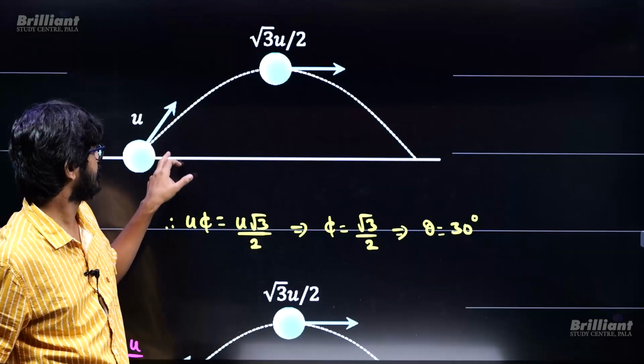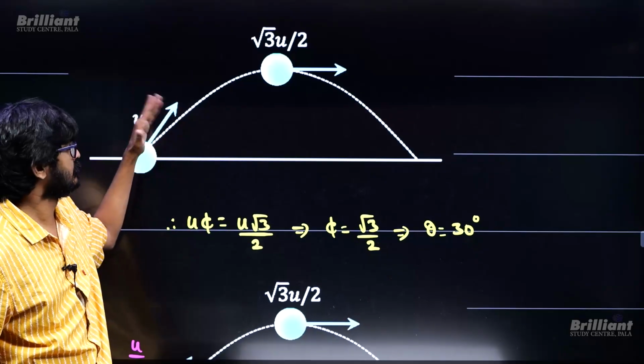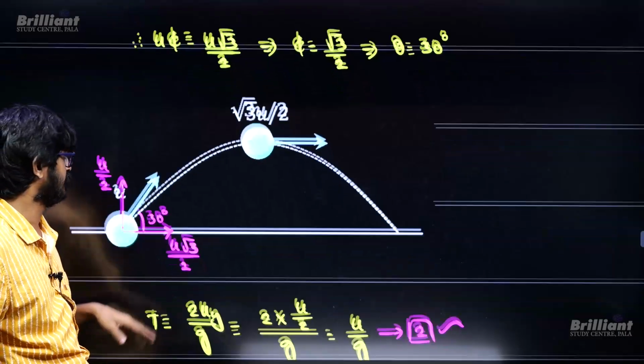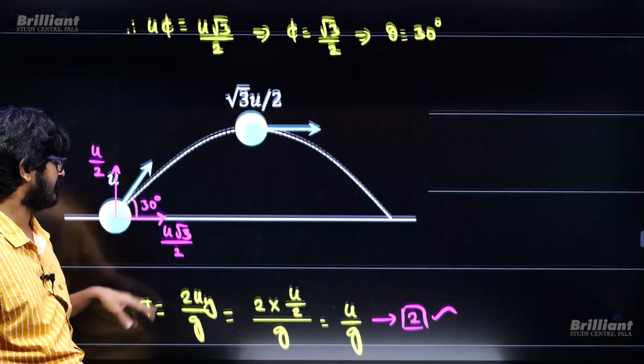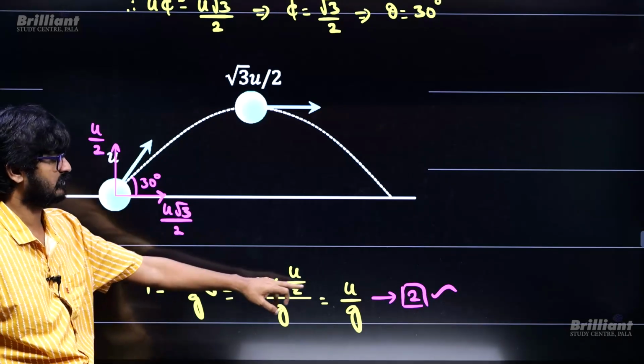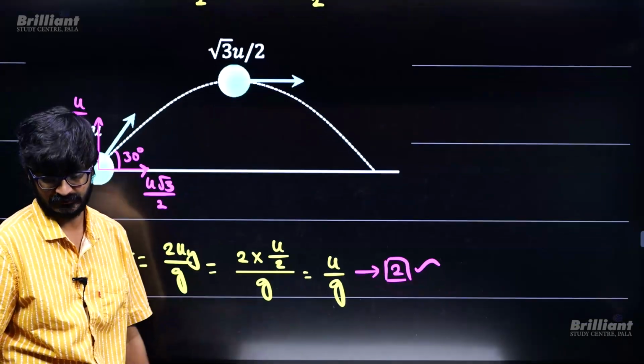So this angle is 30 degrees. So vertical component is going to be u sin 30, which is u by 2. Now if I know vertical component, time of flight will be 2 times of vertical component by g. Vertical component is u by 2. So total time of flight will be u by g.